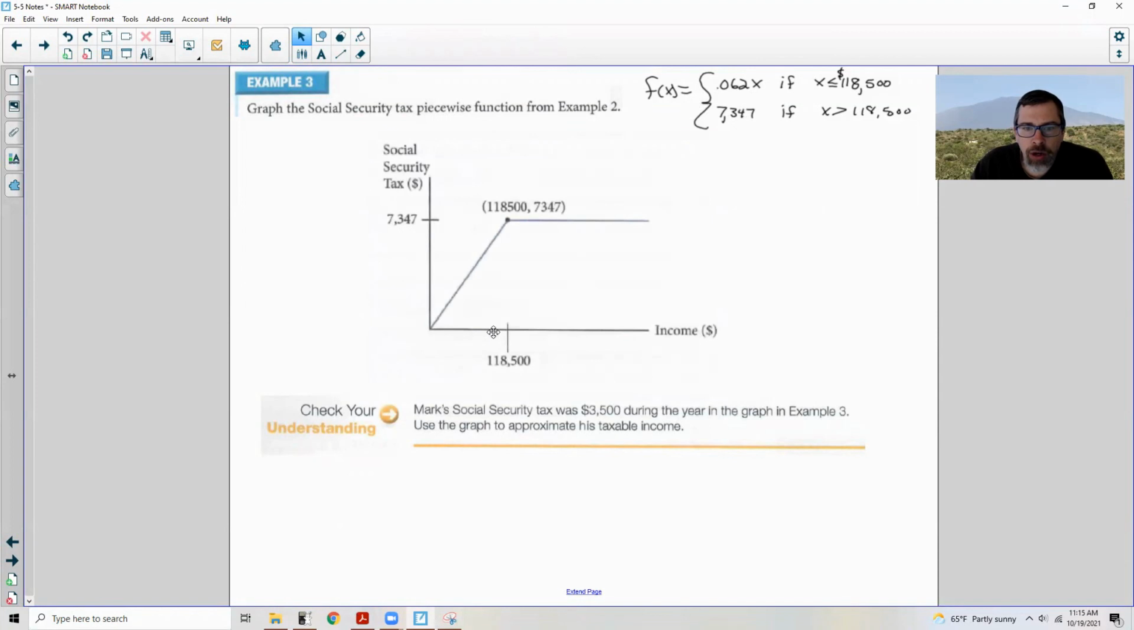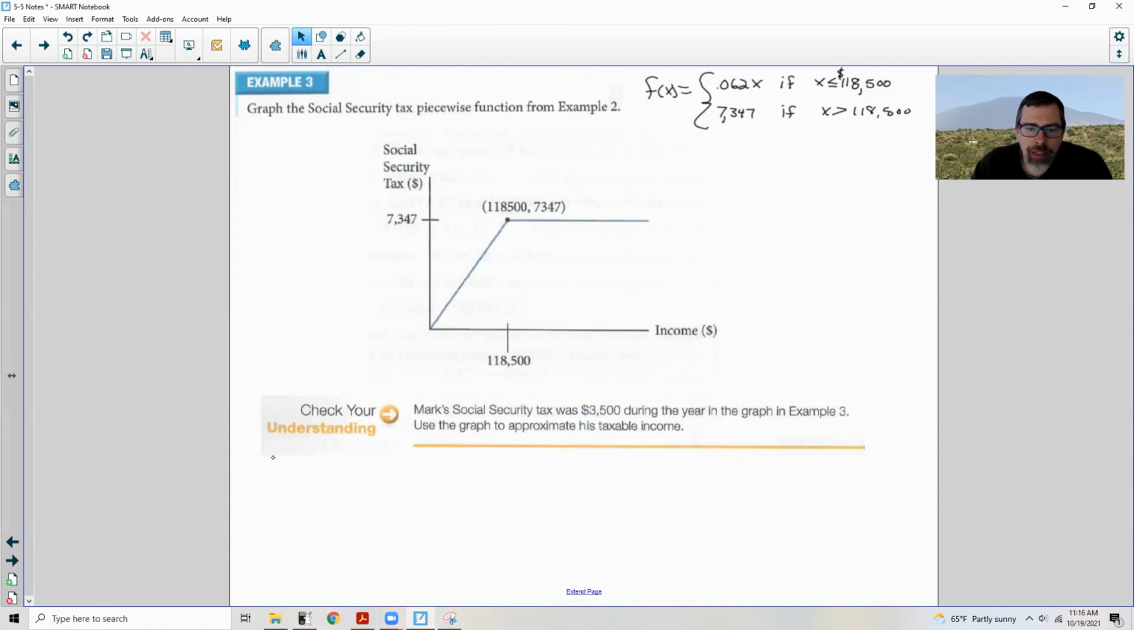So with that all being said, we throw that all together. Our independent variable is income, our dependent variable, Social Security tax. And as I said, 0.062x is a linear function. This would be a slope of 0.062 or a rate of change. And this is just an approximation, by the way. And then up to a specific point of $118,500. And at that point, once I start making more than that, I don't pay more than 7,347. It is a constant function from that point forward. If I'm Elon Musk making millions of dollars a year, I'm paying $7,347 into Social Security.